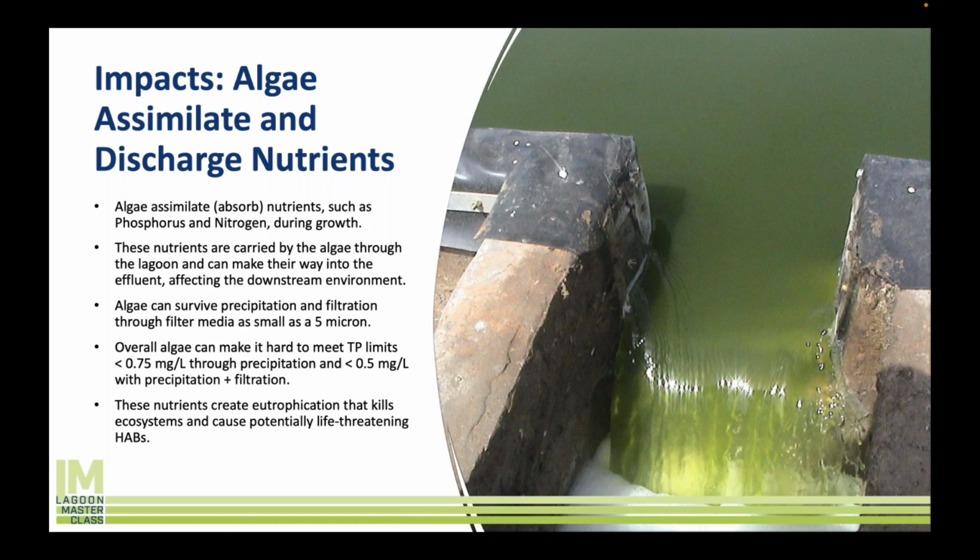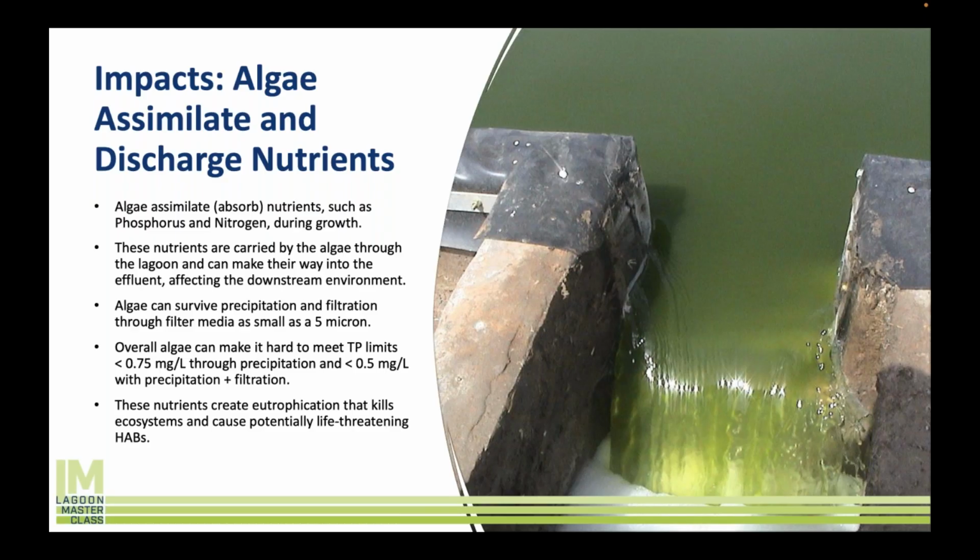The other thing is, if you're trying to treat for, let's say, total phosphorus, let's say you have a total phosphorus level limit of 0.5 or less, and you're trying to use chemical precipitation, possibly chemical precipitation and filtration, the algae is resistant to bind to the chemical.